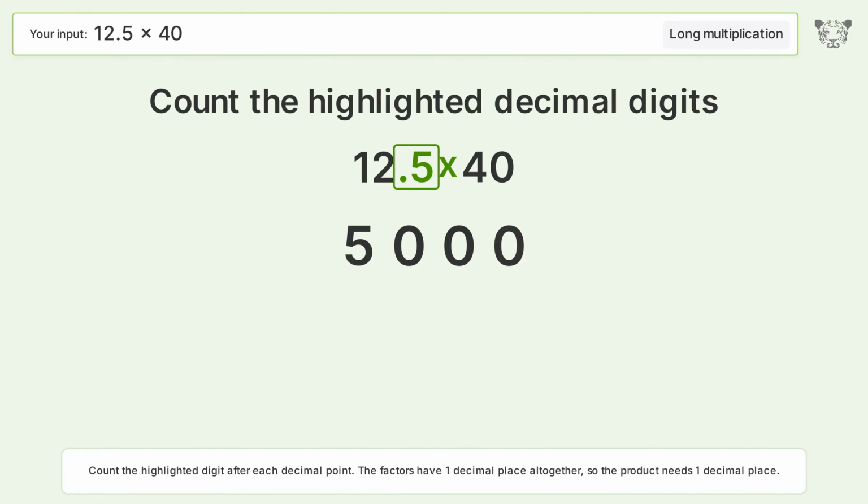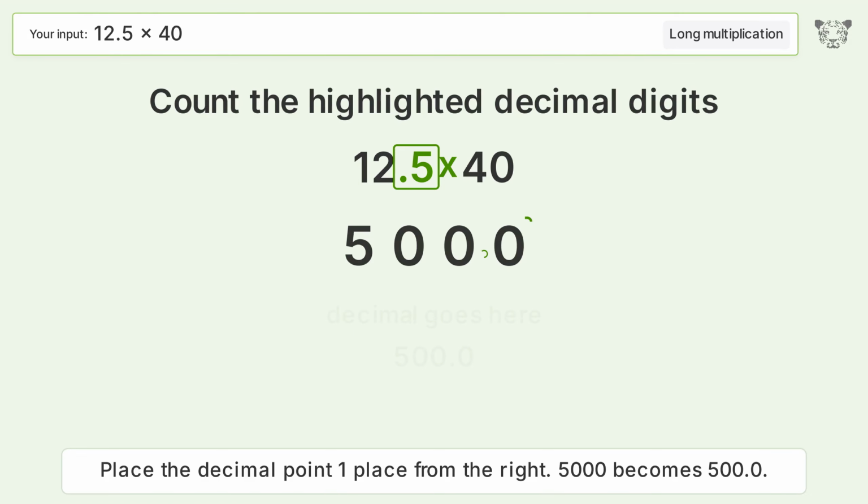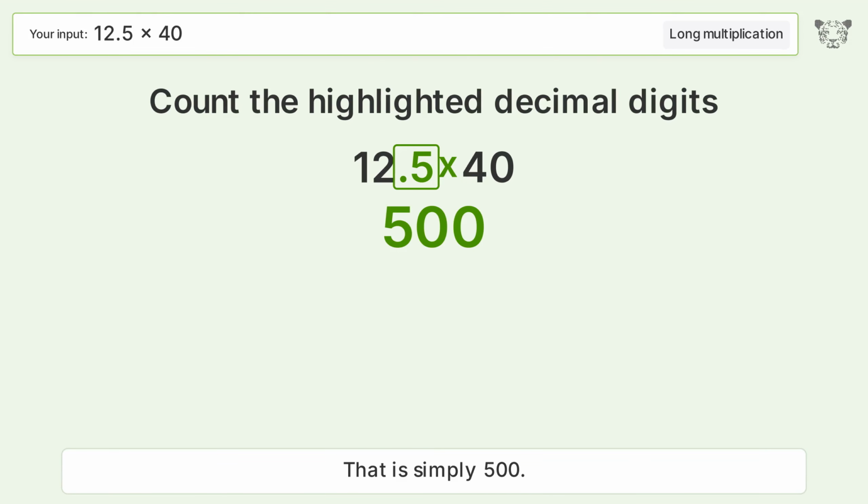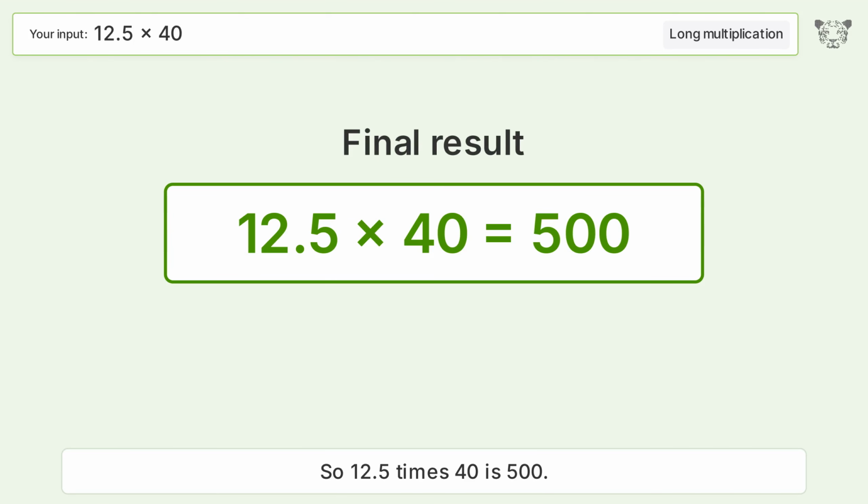Count the highlighted digit after each decimal point. The factors have one decimal place altogether, so the product needs one decimal place. Place the decimal point one place from the right. 5,000 becomes 500.0. That is simply 500. So 12.5 times 40 is 500.